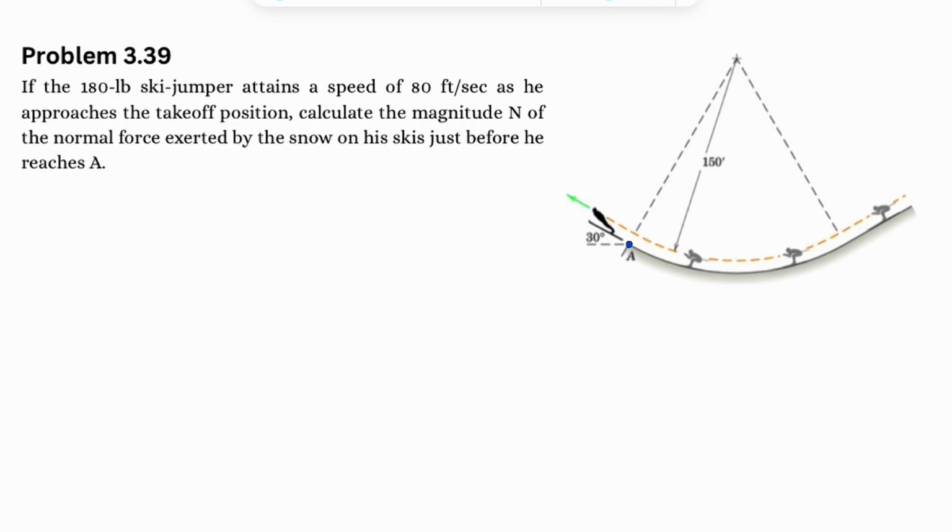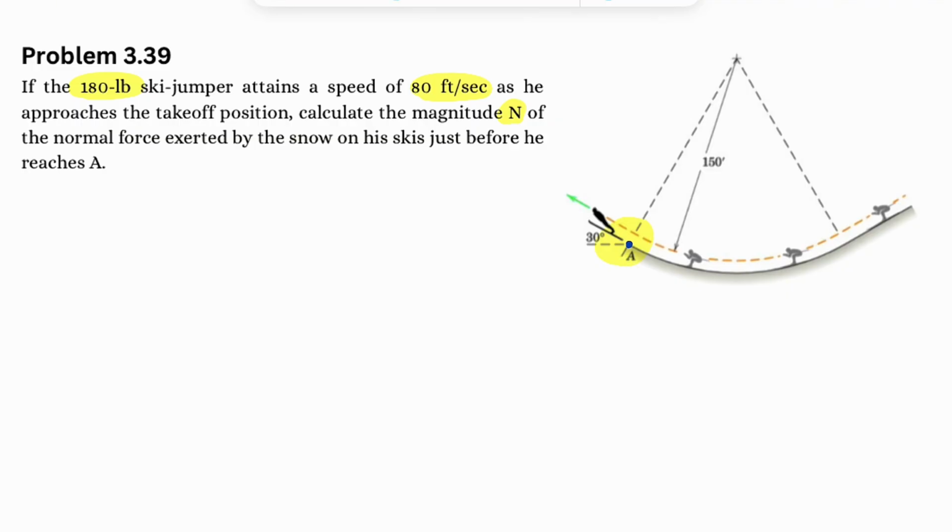Alright guys, welcome back. We're going to be solving another dynamics question from Meriam textbook, and we have this 180-pound ski jumper that attains a speed of 80 foot per second as he approaches the takeoff position. We need to calculate the magnitude of the N, which is the normal force exerted by the snow on his skis, just before he reaches the point A. So we are at this point.